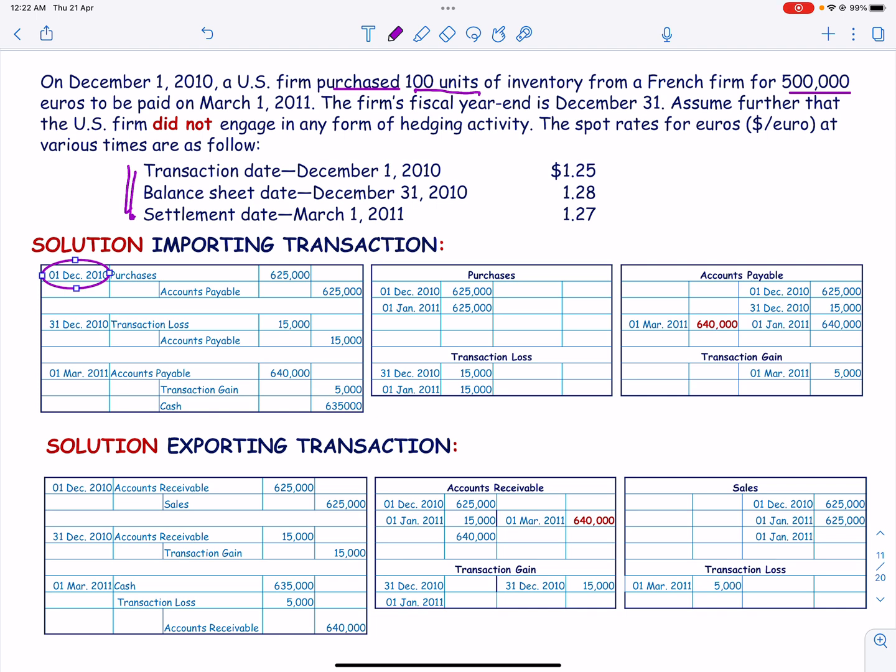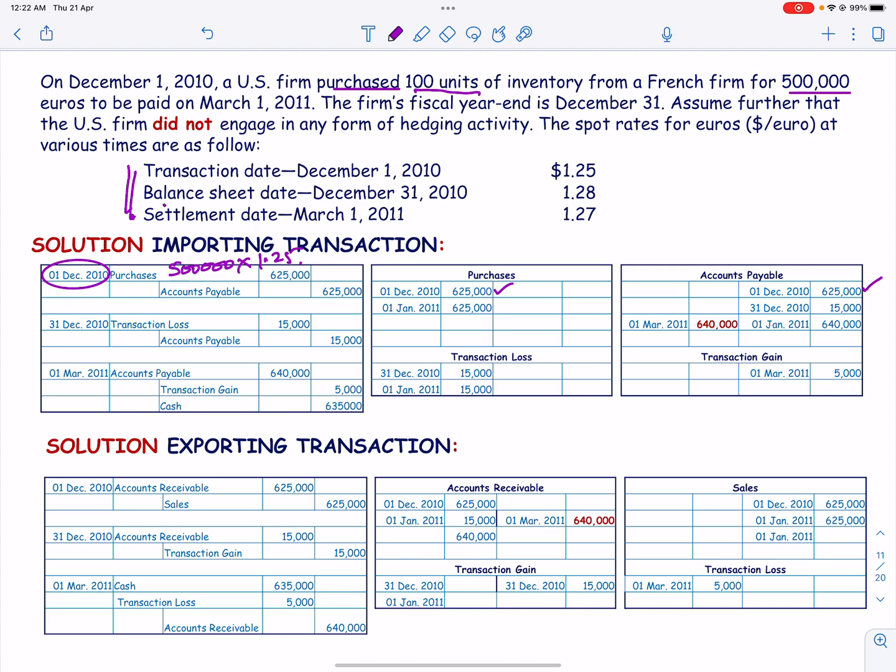They are purchasing. So purchase is debit and accounts payable is credit, and they have 500,000 euros and the spot rate is 1.25. That gives us 625. And the T account will be, for purchase account we have 625 in the debit, for accounts payable it is in the credit.